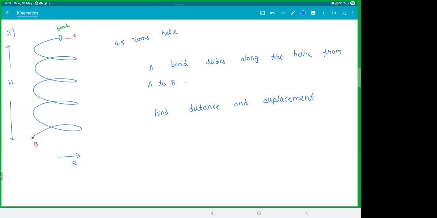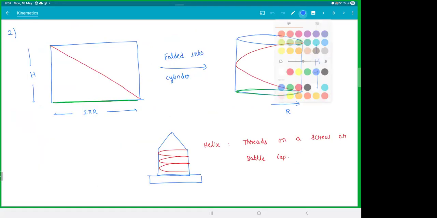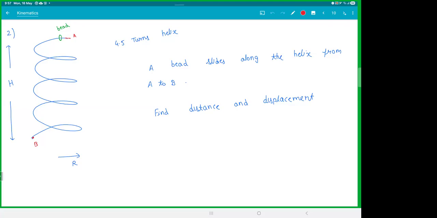This is a one turn helix. Now I have 4.5 turns, and how will you divide that? The end of the story is simple. If I open this, this will become a diagonal of a rectangle whose height is h. But is the base still 2 pi r? That's the thing you need to ask yourself. And think. I'll give a minute or two. It's a good one.